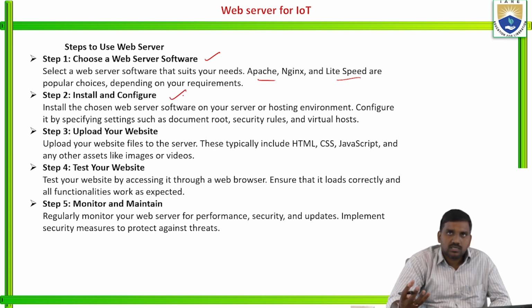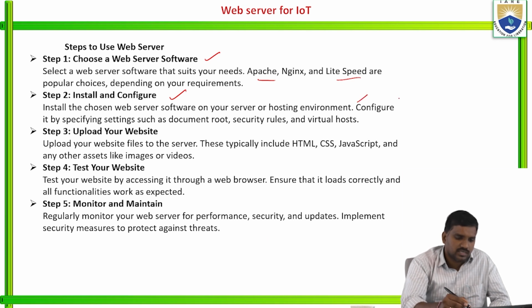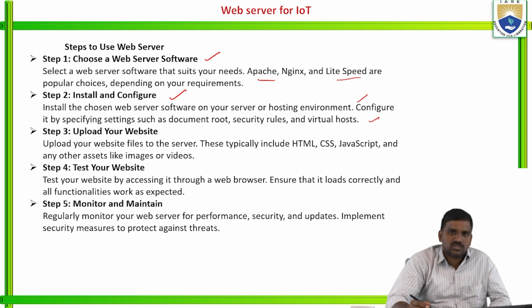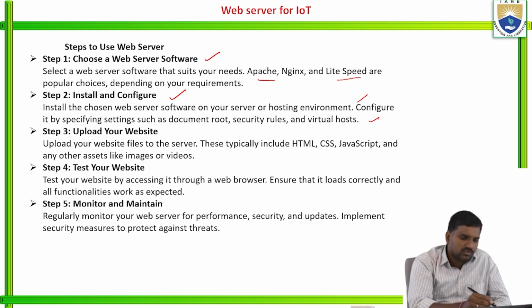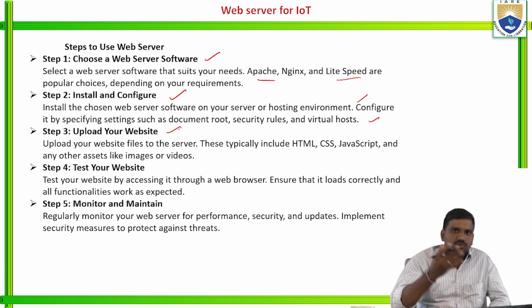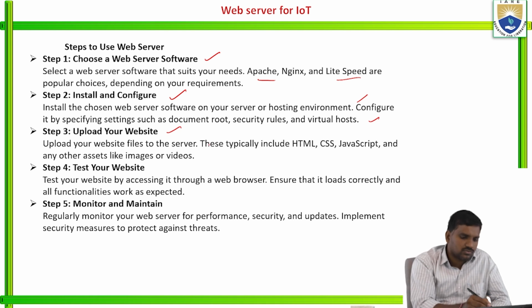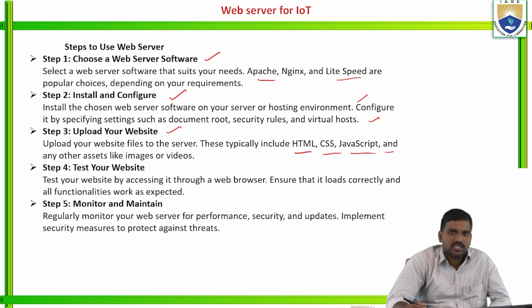After choosing, you install and configure, verifying the details. Install the chosen web server software on your server hosting environment. Configure it by specifying settings such as document root, security rules, and virtual host. And upload your website. After installing, upload your website files to the server. This typically includes HTML, CSS, JavaScript, and any other assets like images or videos, whatever data content you have, that can be uploaded to the web server.